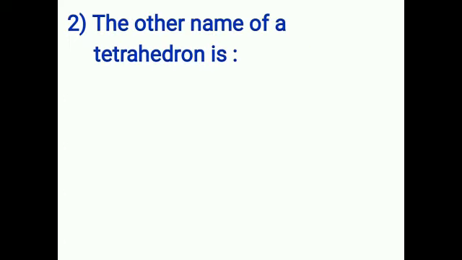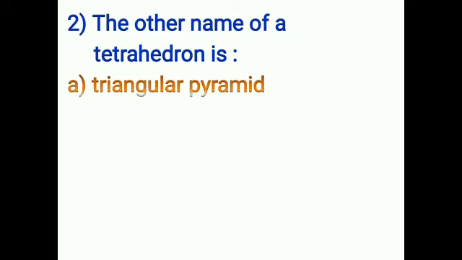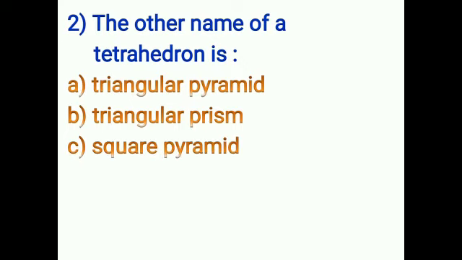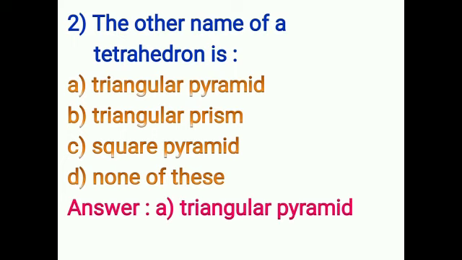So now next example here. The other name of a tetrahedron is: option number A triangular pyramid, option number B triangular prism, option number C square pyramid, option number D none of this. So here the answer is option number A, triangular pyramid. So the other name of tetrahedron is triangular pyramid.